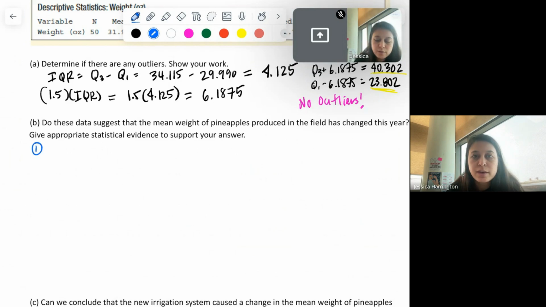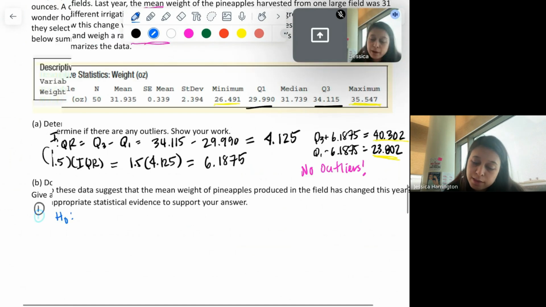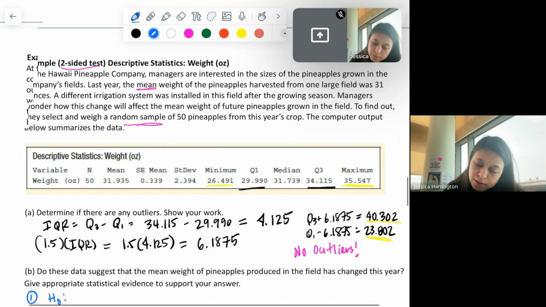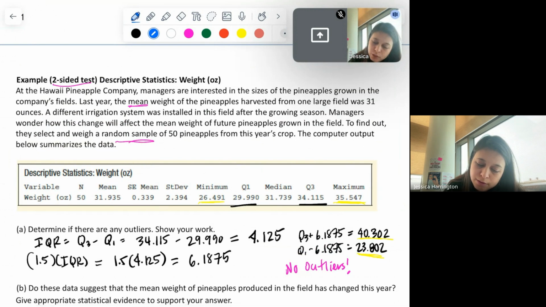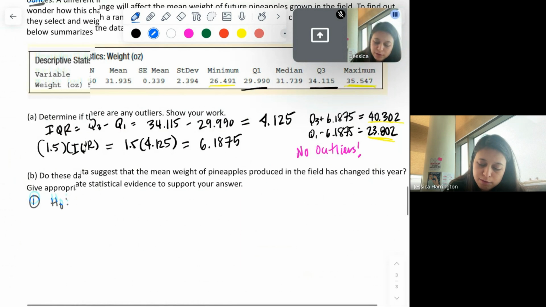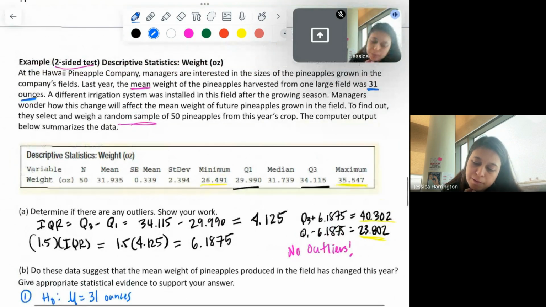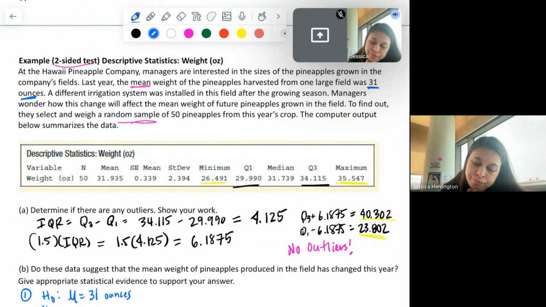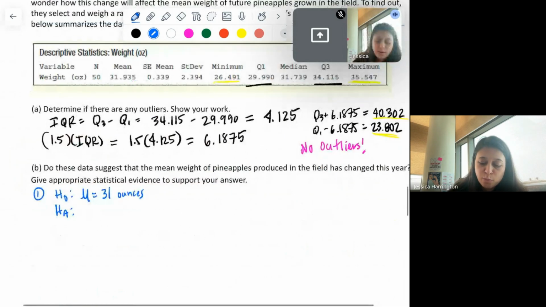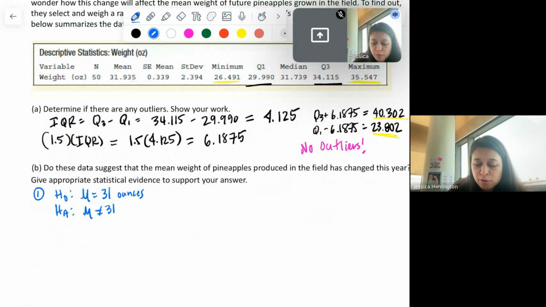First, we need to list our test parameter things, right? So what is our null hypothesis? Our null hypothesis is that, did they tell us up here? That 31 ounces, that a pineapple weighs 31 ounces. So that the mean is 31 ounces. And then what's our alternate hypothesis? If we come back up here, managers wonder how this change will affect the mean of the future pineapples grown in the field. So they're just saying they want to see if it changes. They don't want to see if it's more or less. They want to see if it changes. So we are testing that it's just not 31 anymore.